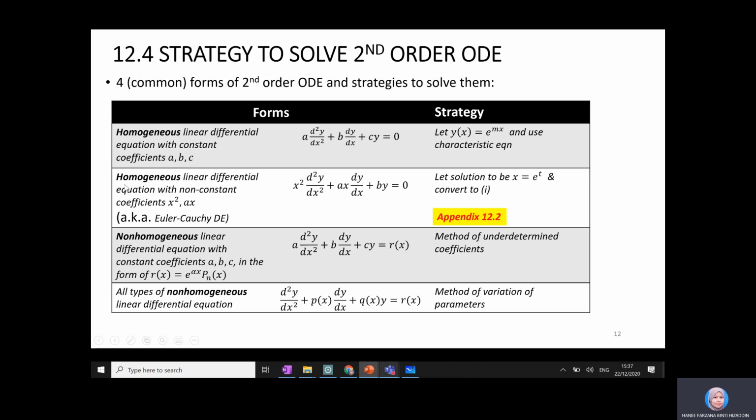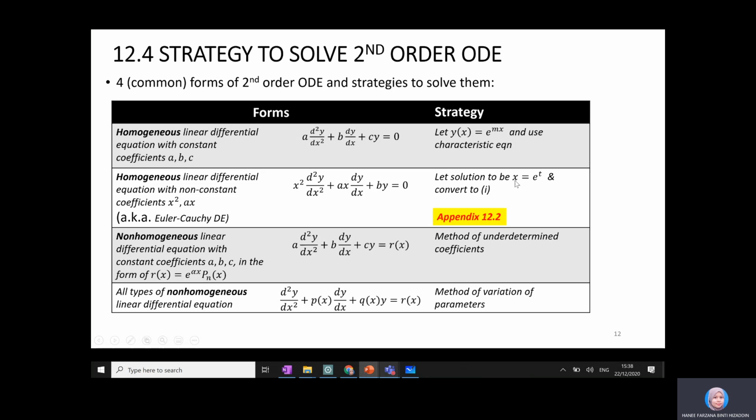Okay. And then the next type is we have a homogeneous linear differential equation, but this time with non-constant coefficients. But the non-constant coefficients are already defined as x squared and also ax. So instead of A, B, C as your constants, in this homogeneous Euler-Cauchy differential equation, in front of d2y dx squared you have x squared, and in front of dy dx you have ax. So it's already defined here, x squared and ax. So there's a particular method to solve it.